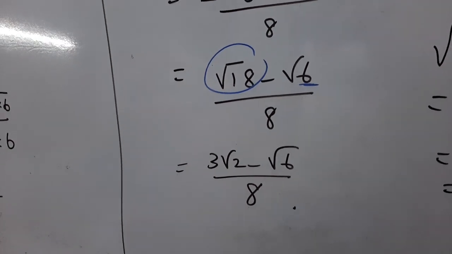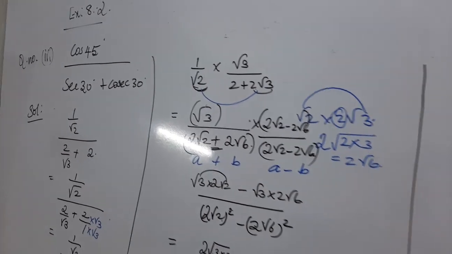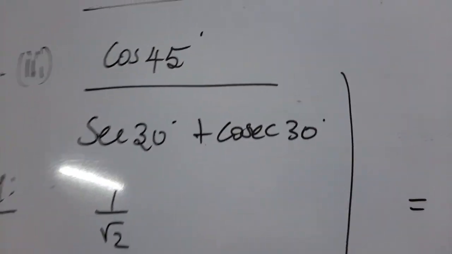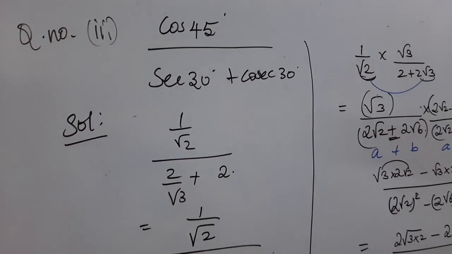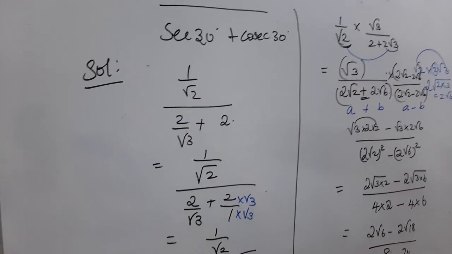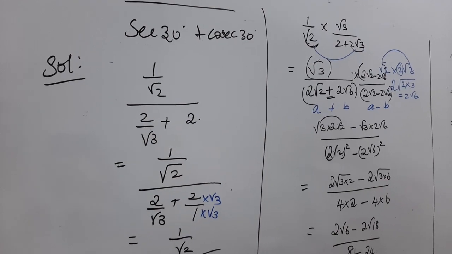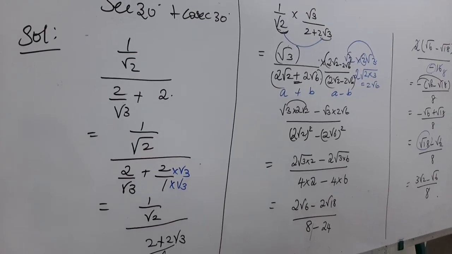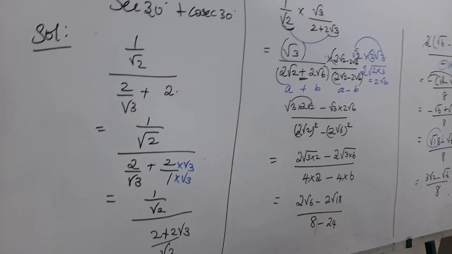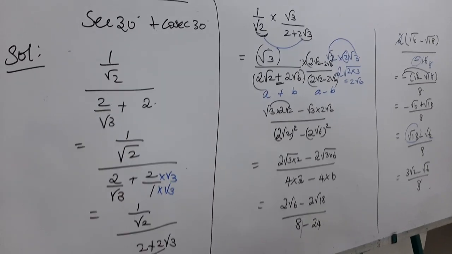So a sum was posed to us with 3 terms: cos 45 divided by sec 30 plus cosec 30. We substituted all the values from the trigonometric ratio table and executed arithmetic operations by taking conjugates and eliminated all those root values, and we got the final answer as (3 root 2 minus root 6) divided by 8.